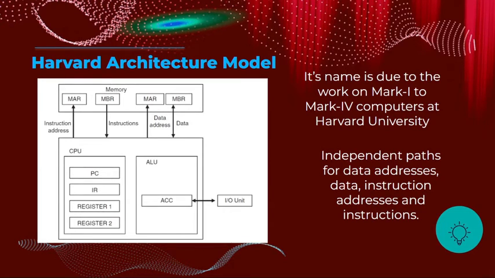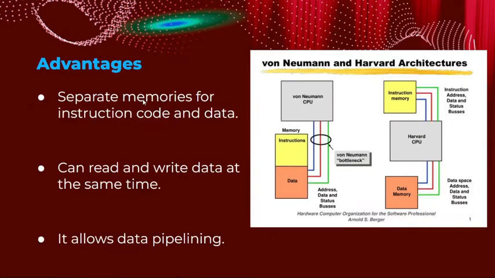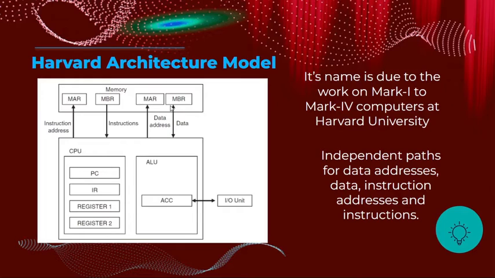In the past, the memory was separated in two different memories. Nowadays, this architecture uses only one memory, and the memory is partitioned into different sections. But in the CPU, we have basically the same. We have the program counter, the registers, and the ALU with the accumulator, and of course the input and output unit.